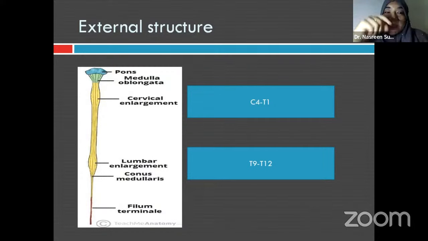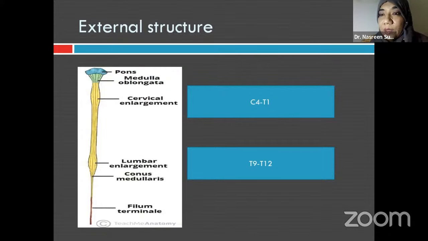Now once you see the spinal cord externally, you will be seeing from here. When you are seeing externally, this spinal cord will be having two enlargements. It will be bulged like this. Those enlargements are called, the upper one is called cervical enlargement, and the lower one will be called lumbar enlargement. Cervical enlargement and lumbar enlargement.